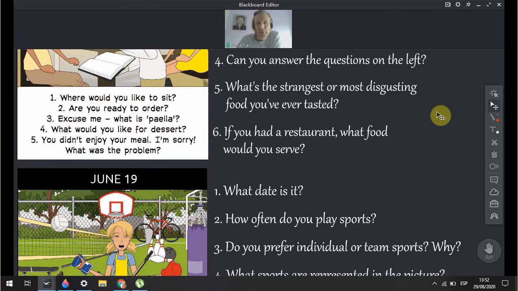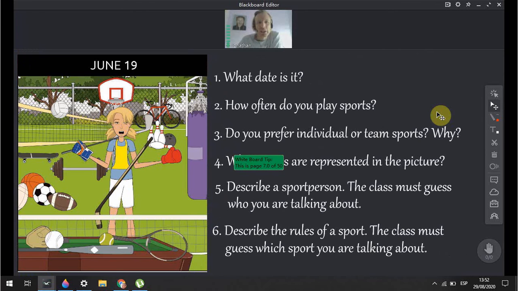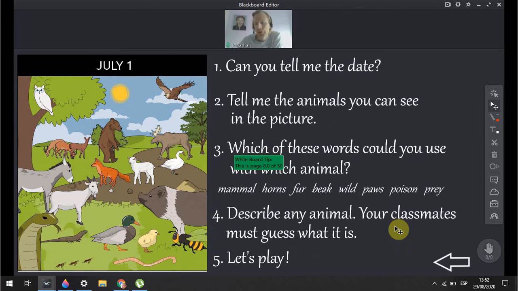So, restaurants, different questions again. Sports. And again, we start off with a day, easy. We end up with slightly more difficult. You could even include passive in this last one, for example. You have to adapt it yourselves a little bit to the level of the class.